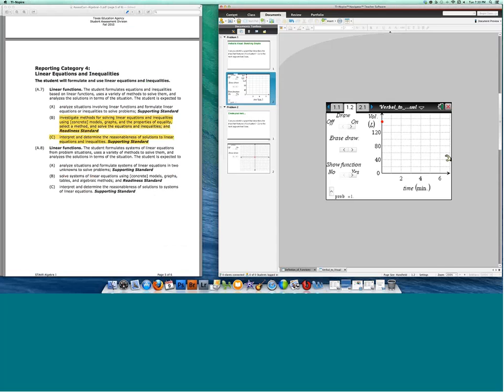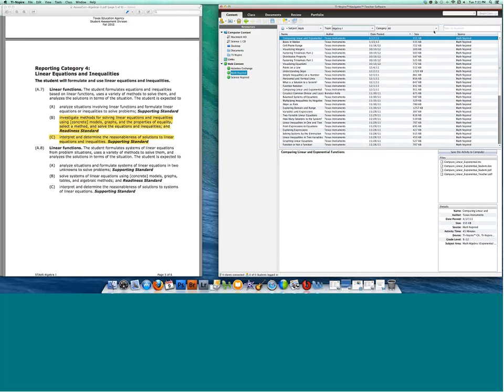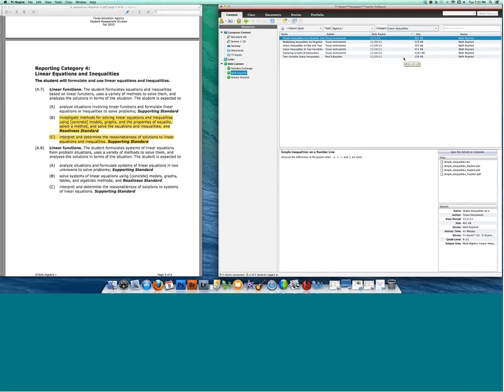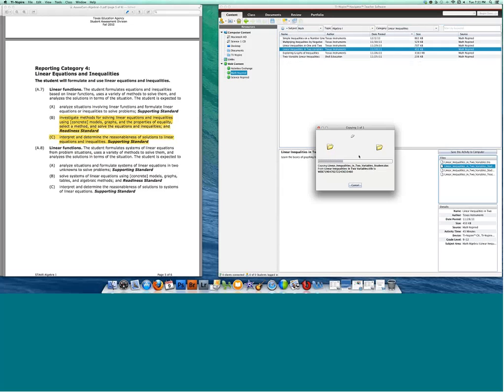This next activity is from the Algebra 1 Math Inspired. So I'm back in my content workspace and I'm going to navigate to the Algebra 1 content. It's under the category of linear inequalities, and the title of this activity is linear inequalities in two variables. So let's pull up the student document first. Take a look at the student document.